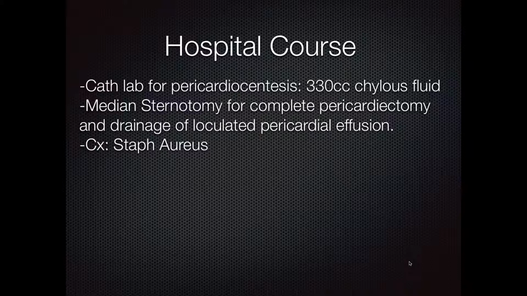Well, the cardiologists were also concerned that this patient was having tamponade, even though their vital signs were pretty normal. He went to the cath lab for a pericardiocentesis where they drained 330 cc's of chylous fluid. They were unable to completely drain it, so he went to the OR the next day for a median sternotomy, and he had a complete pericardiectomy and drainage of the loculated pericardial abscess and effusion. They cultured the pericardial fluid, which grew out Staph aureus.